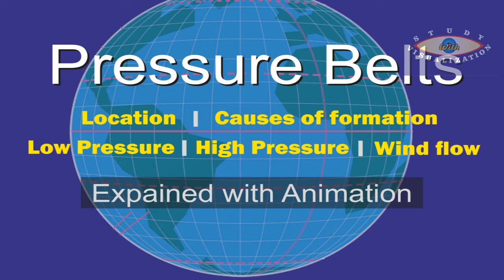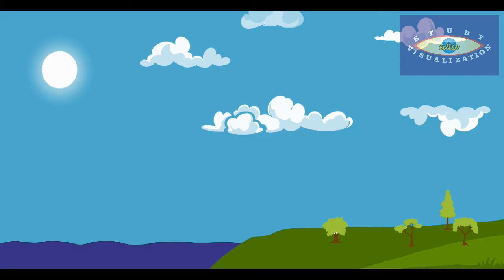As we all know, air has mass and weight, so it has its own pressure. Standard sea level pressure is equal to 760 millimeters of mercury. Now we will learn about high pressure and low pressure.